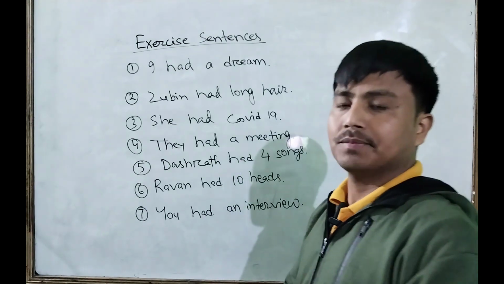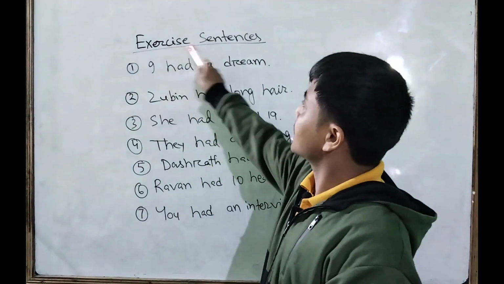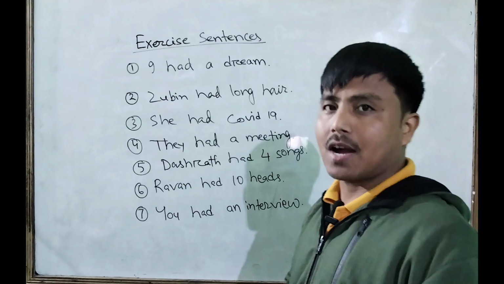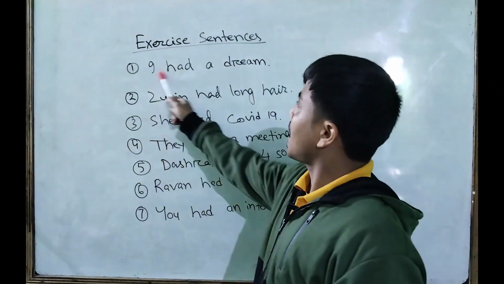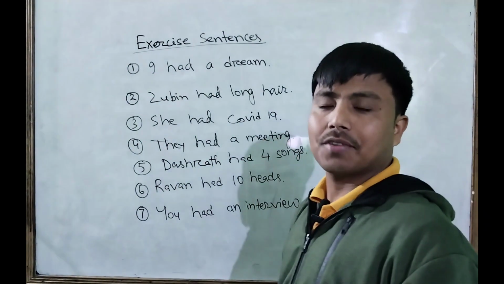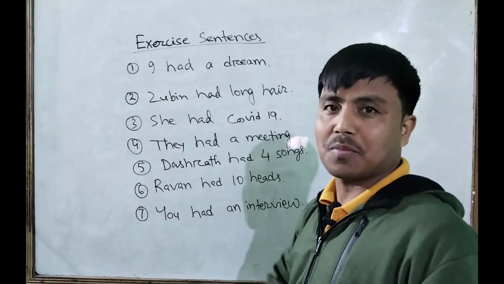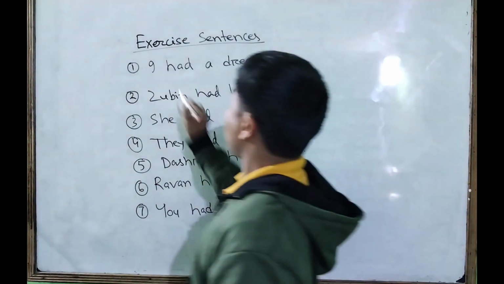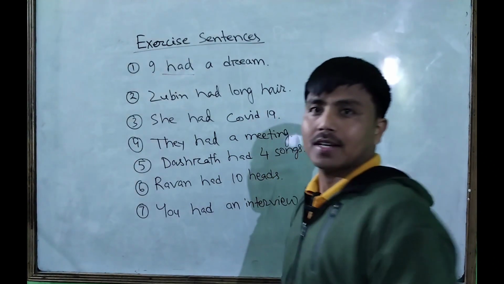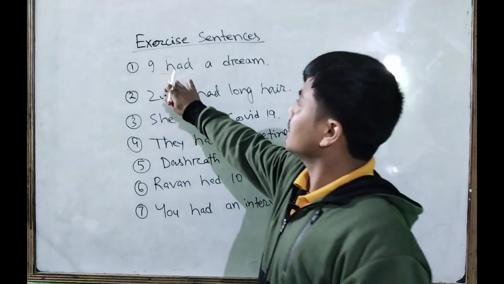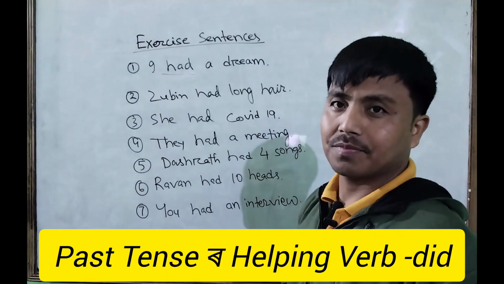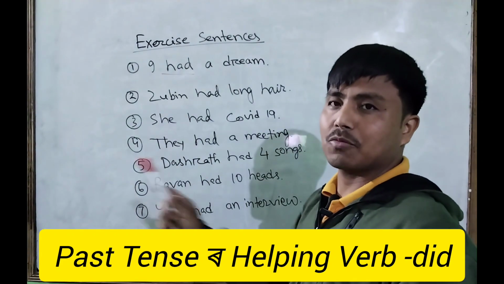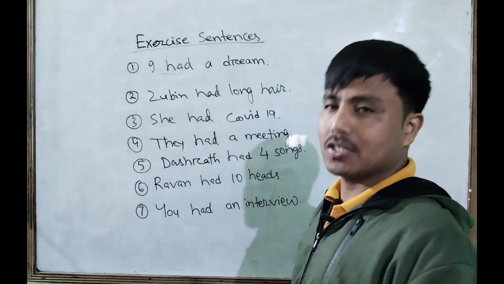Now we'll come back to the exercise sentences to practice. First sentence is I had a dream. Negative sentence: our verb is had, so I didn't have a dream, I did not have a dream. Question: did I have a dream? And negative question: didn't I have a dream?